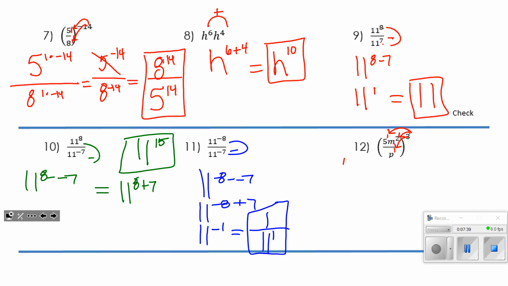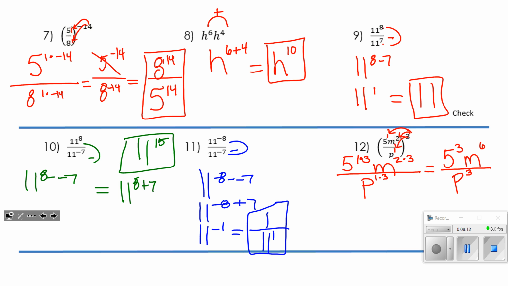And my word is 5 to the 1 times 3, M to the 2 times 3, over P to the 1 times 3. Then we multiply everything out. 5 to the 3rd, M to the 6th, over P to the 3rd.